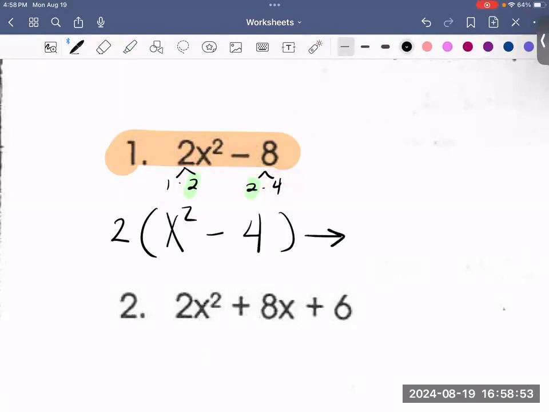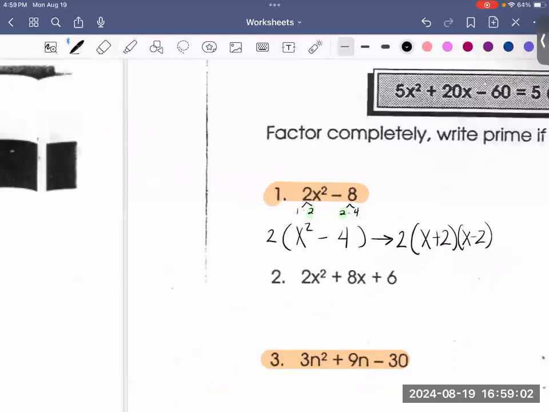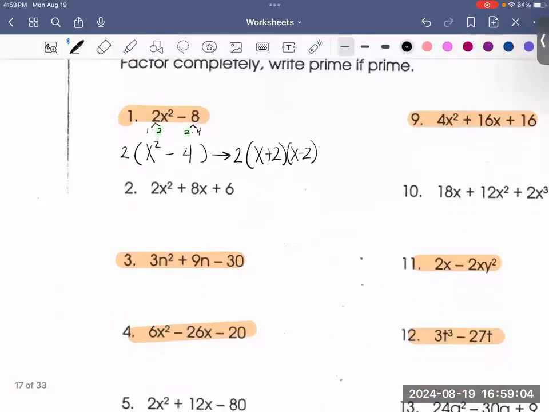Now we can say it is a difference of squares. We can say 2 on the outside, x plus 2, and x minus 2. Let's take a look at 3.